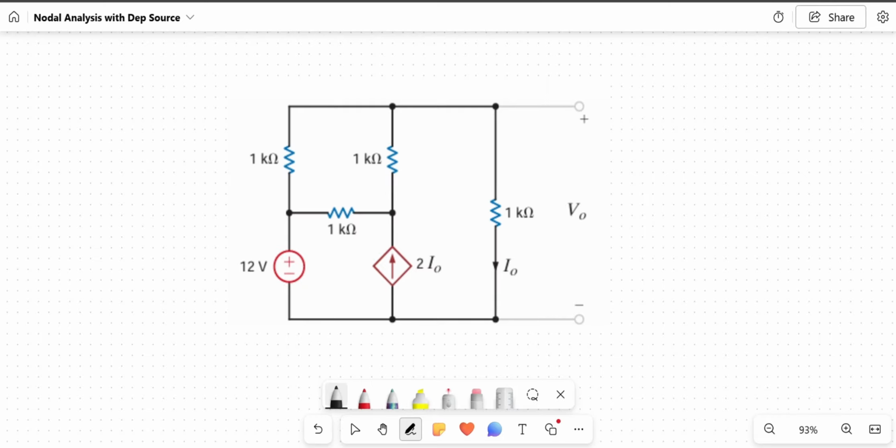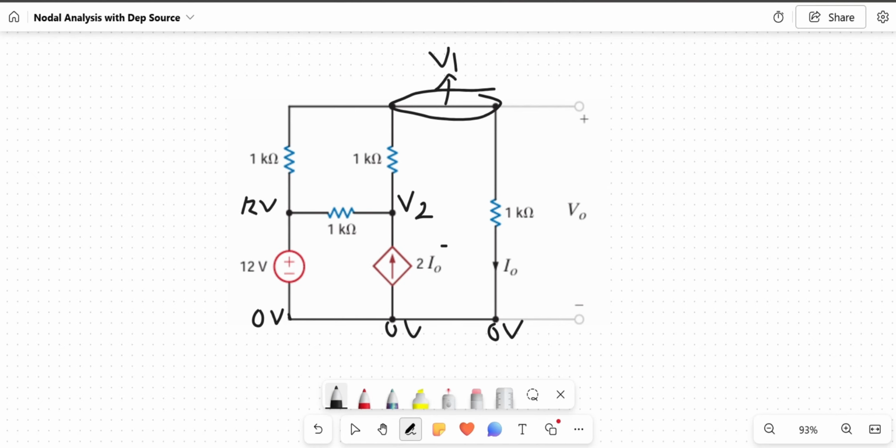Now, again, same thing. We choose our nodes. I'm going to say up here will be V1. And I will say that this node over here will be V2. And I can already see that there is a voltage source. So over here is going to be 12. Over here is going to be 0 volts. And so 0 volts and 0 volts.